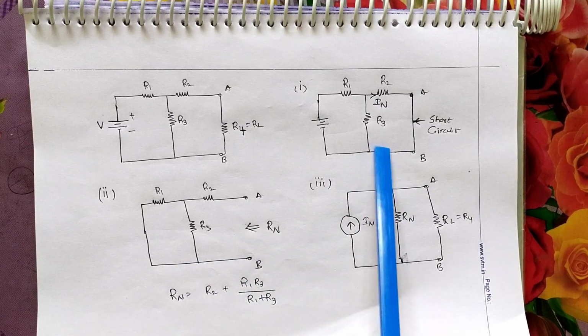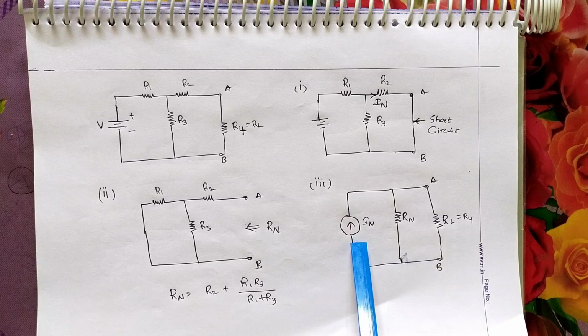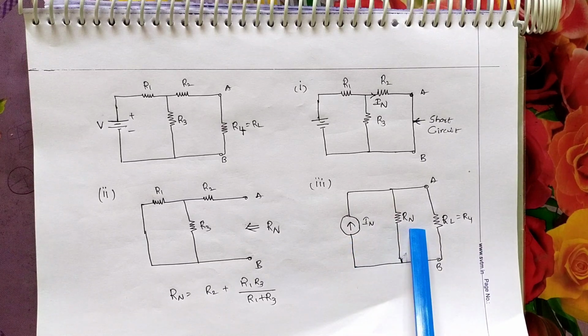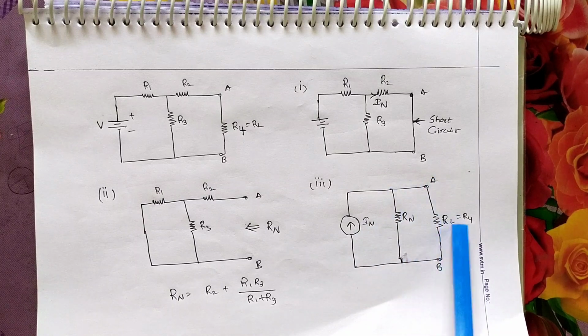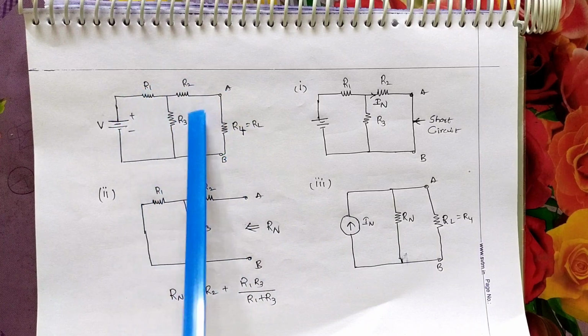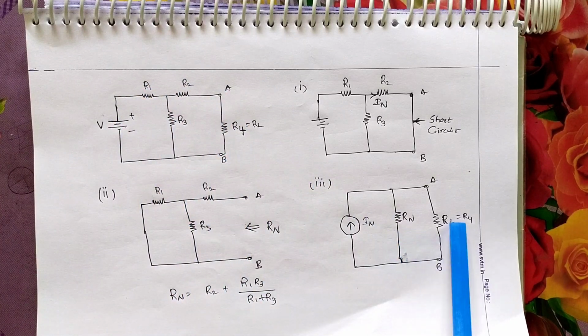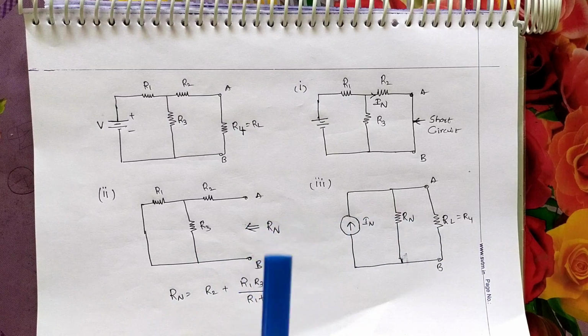We calculated IN. Now Norton's equivalent circuit is a current source in parallel with a resistance, Norton's resistance, and Norton's current, and it is in parallel with the load resistance. Finally we form the entire circuit like this. After that we calculate the current in the load resistance, R4. That is Norton's theorem. Let us solve numerical problems, then you can understand easily.